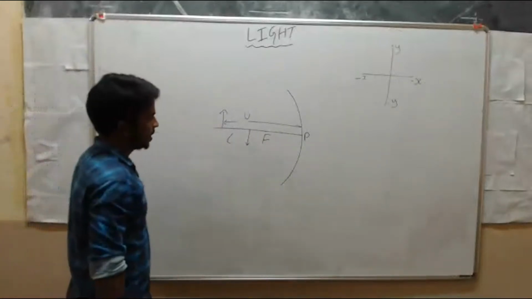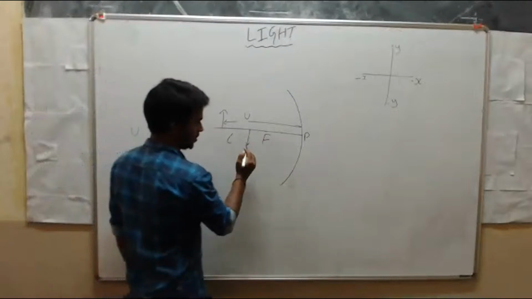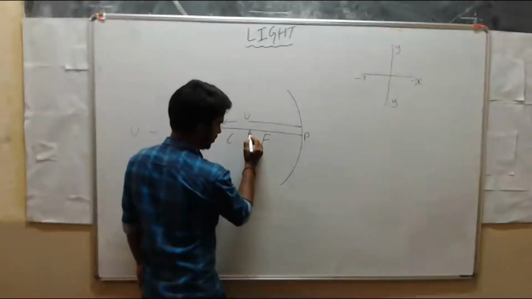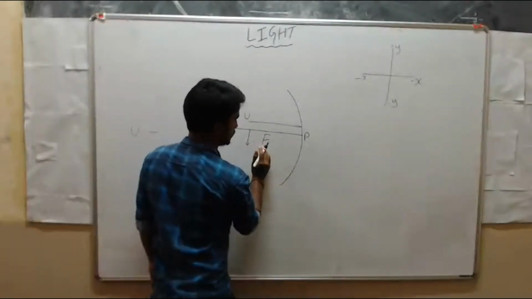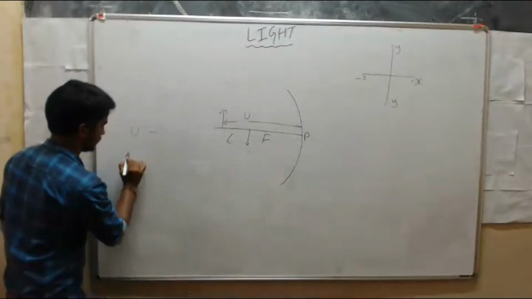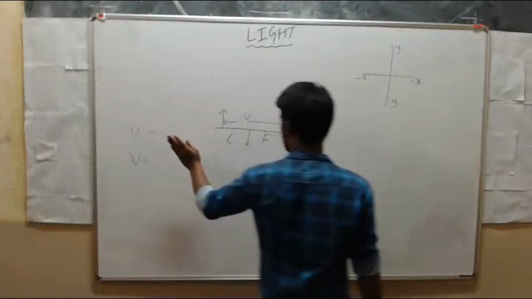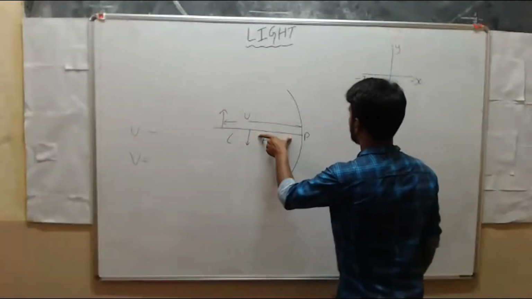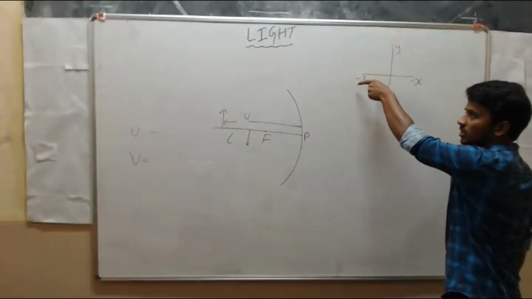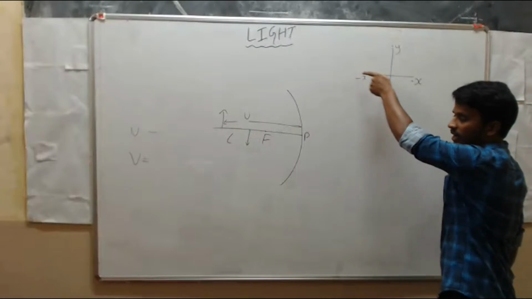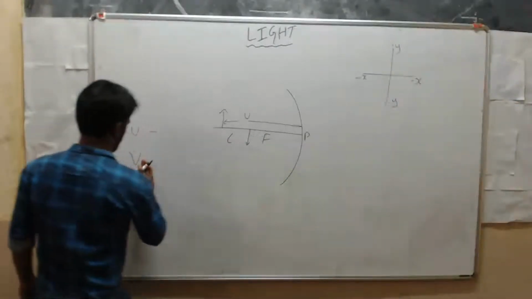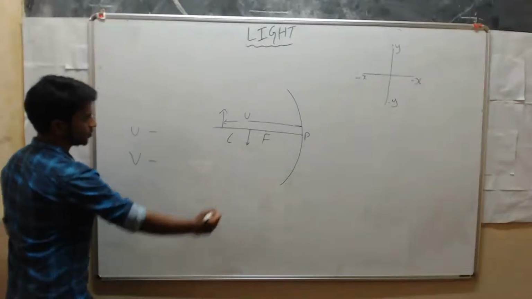Next, the distance between the image and the pole of the mirror, how to write it? Because this is also on the left hand side, we should compare it with respect to this axis. In this axis all the values are negative only, so that's why we should write the v value also negative.